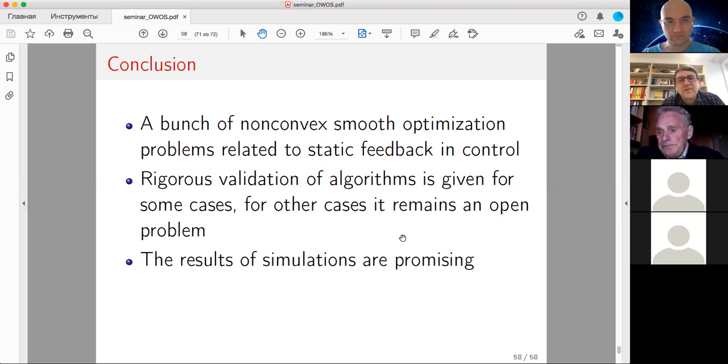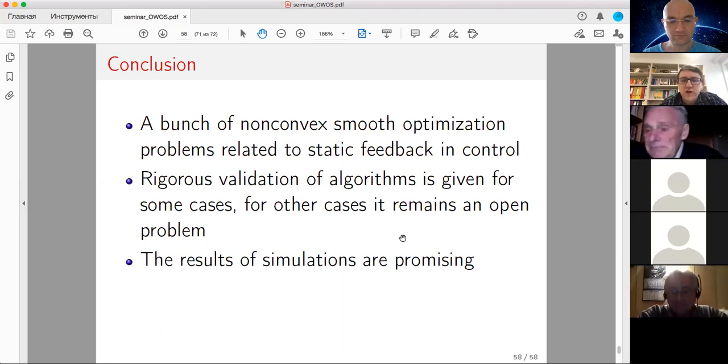Yes. And then I would have a further question. In your method, what you actually do in every step is solving the Lyapunov equation. How expensive is this? Is this expensive?